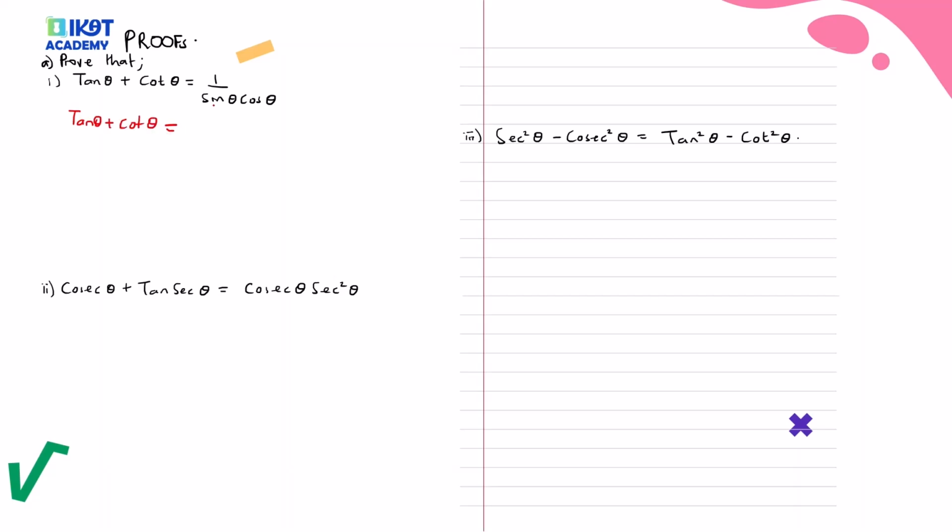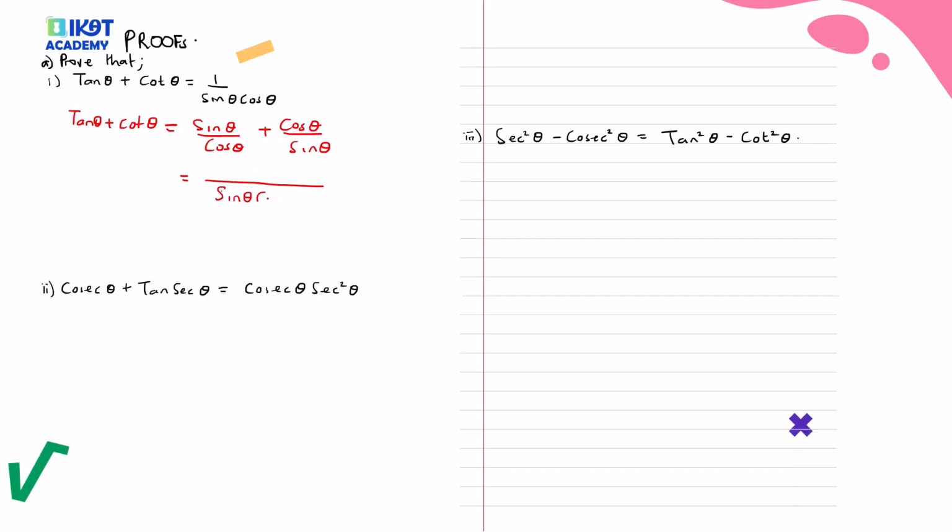Now usually with proofs you look at what is our final product. Here we have tan plus cot, but our final product has sine. So we have to convert this into identities involving sine. So tan can be written as sine theta out of cos theta, and cot can be written as cos theta out of sine theta. So now here we find the LCM.